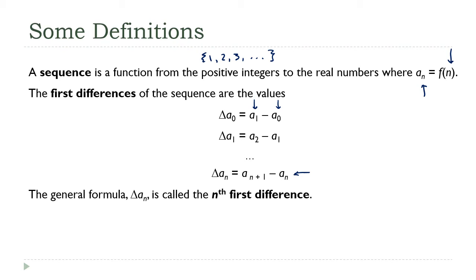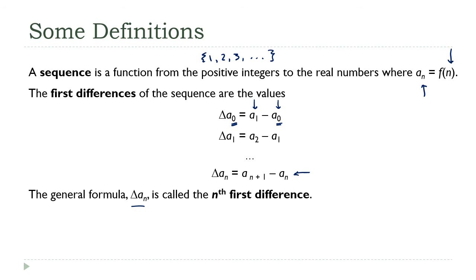The thing you need to keep in mind here, and I still have to stop and think about this sometimes, is that the index of the delta value is equal to the previous number, not the current number, right? So every once in a while, you might need to stop and remind yourself of that. And in general, delta A sub n is called the nth first difference.